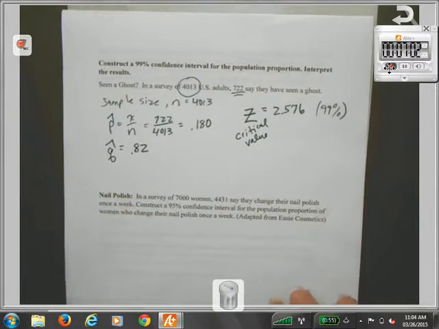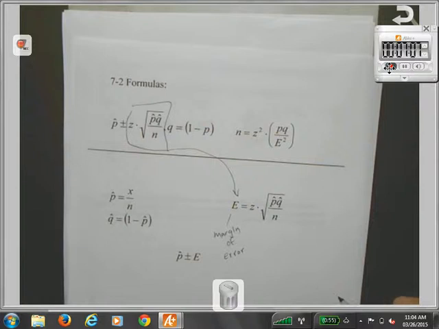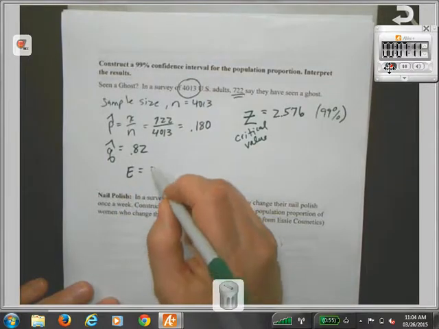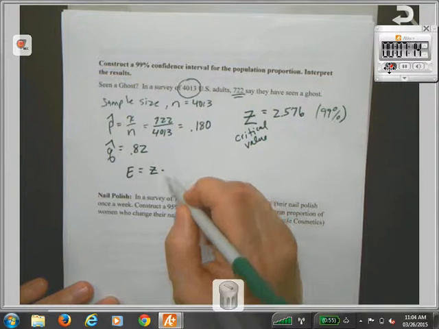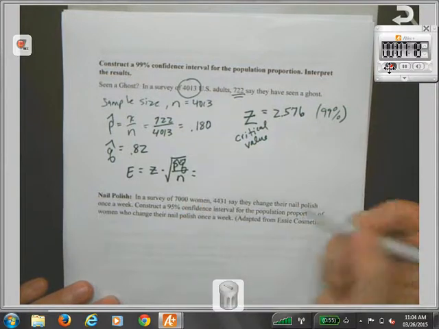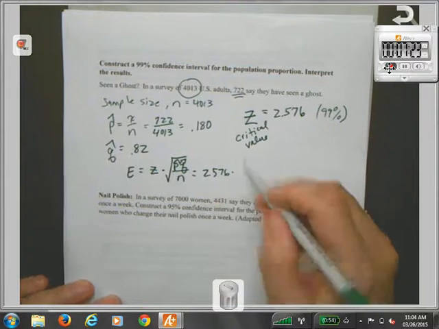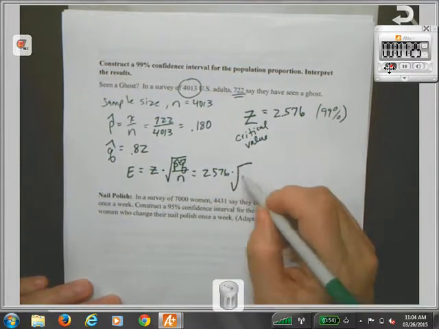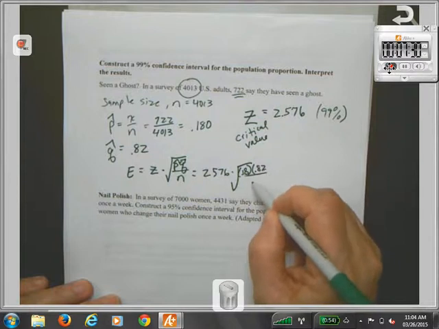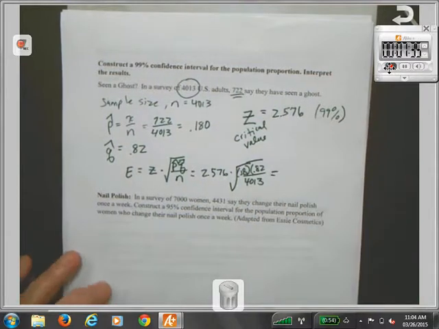Now, looking at the formula again, we have everything we need to find that margin of error. The margin of error is Z times the square root of p-hat q-hat over n. So this is 2.576 times the square root of 0.18 times 0.82 divided by 4,013.